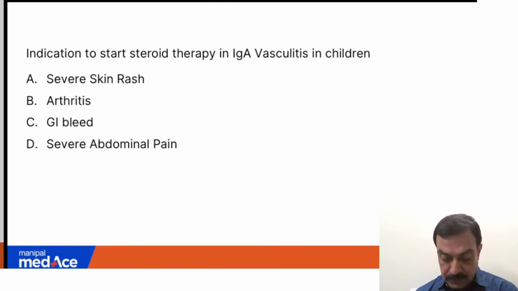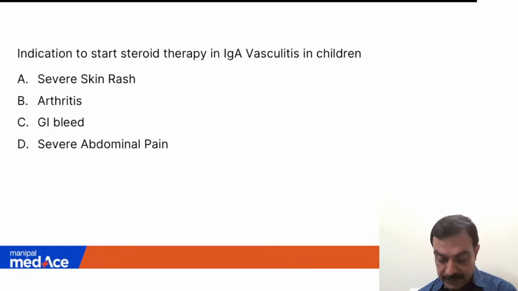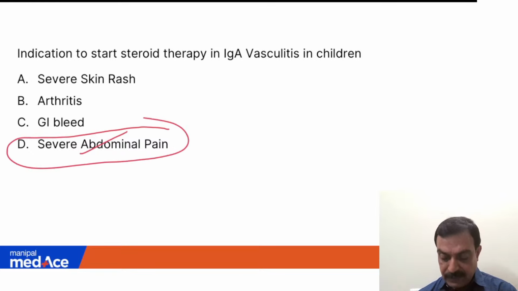So next is the indication to start steroid therapy in IgA vasculitis in children. It is a severe skin rash, arthritis. It is basically a severe abdominal pain which is used here. The reason is to prevent intussusception. Intussusception is a common complication associated with IgA vasculitis. So severe abdominal pain going towards the vasculitis may be the correct answer here.